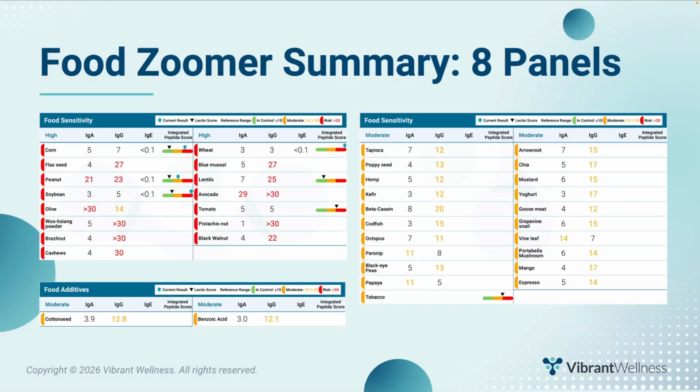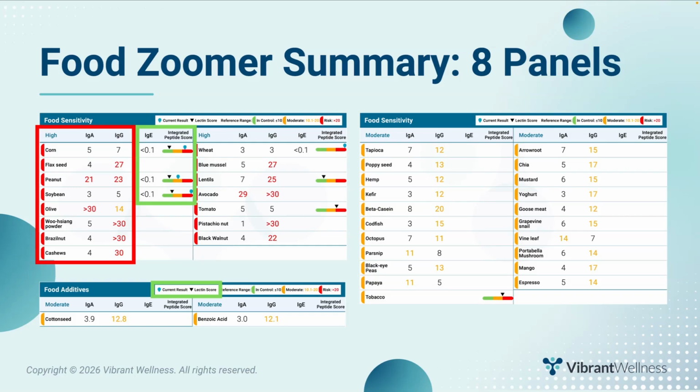The summary ends with a summary of all 8 food panels. This lists all the protein-level food sensitivities in the first 3 columns, and the integrated peptide score from the food antibody panels in the 4th and 5th columns. The black triangle reflects the lectin score, and the blue pin reflects the food reactivity score.